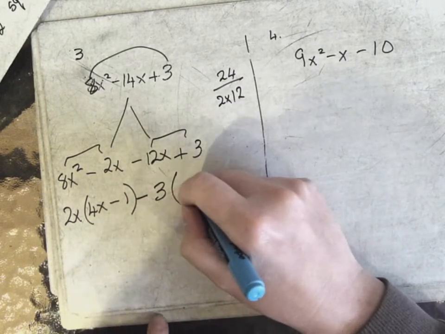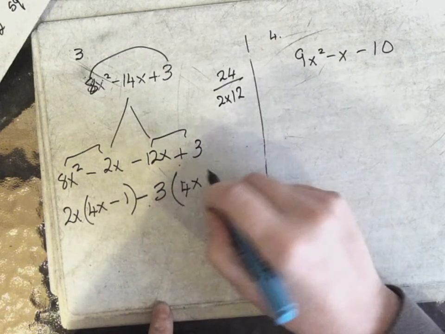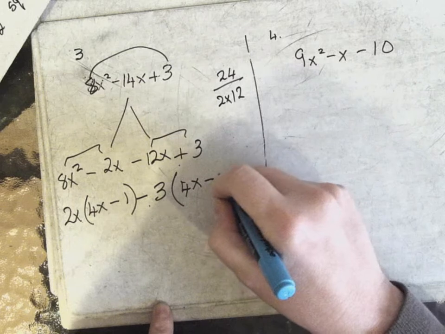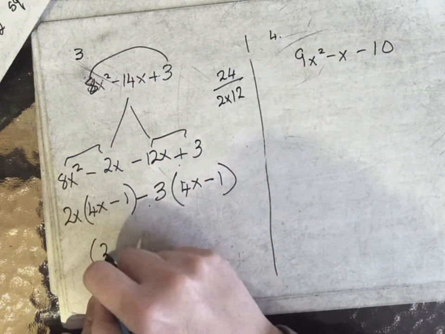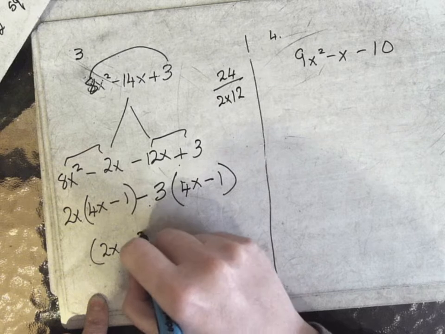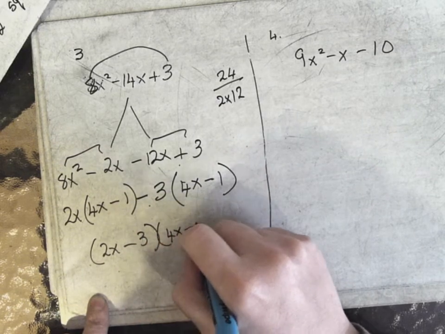Right? So 3 4s are 12 and the x is still left. I took out a minus, so this has to change to a minus, and 3 1s are 3. Okay, so your factors are 2x minus 3 and the other is 4x minus 1.